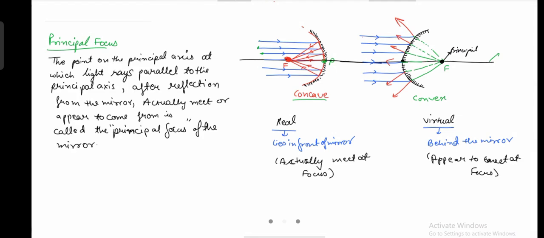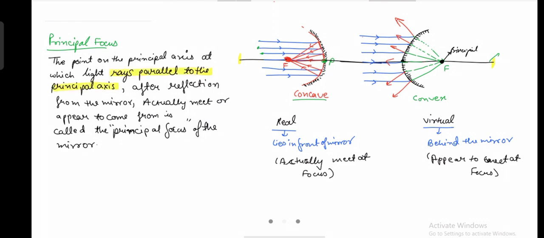Now understand the definition, what it is saying: that it is the point on the principal axis. Obviously it is on the principal axis only. We can see that this large black line passing from this point to this point is the principal axis, and the focus for both the mirrors is on the principal axis. It is on the principal axis, at which rays parallel to the principal axis.